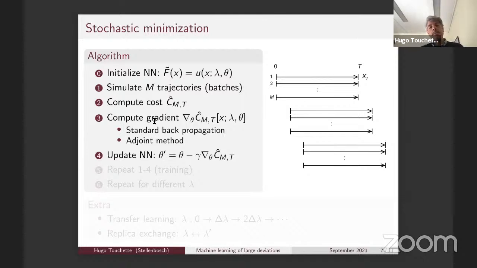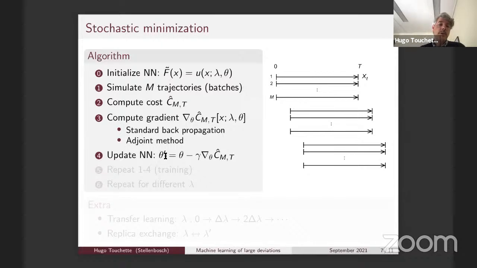Then you compute the gradient because you want to update the neural network, and you do this by normal gradient techniques for neural networks. You can do this by standard backpropagation, and we'll see some example of this in a minute. You can use just off-the-shelf software to do backpropagation to calculate the gradient. Or if the system is quite big, and we'll see an example of this too, if the system has many particles, then backpropagation is not really efficient, the complexity is too high. In that case, you can use an adjoint method to compute the gradient, which is very efficient because it only uses the trajectories that you've simulated.